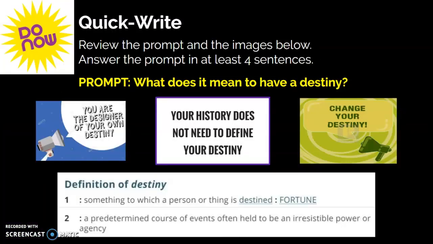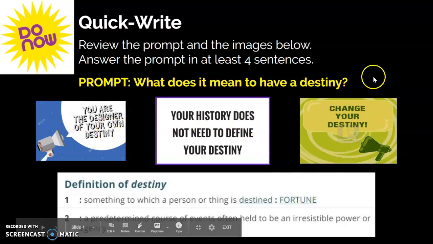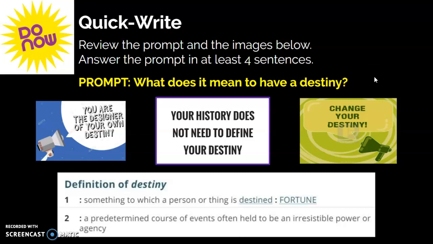Our quick write continues our thoughts on that essential question, but today we're going to consider it in a little different manner. What I want you to do is read this prompt and then take a look at these images I have on the slide and then write at least 4 sentences in response. Our prompt is, what does it mean to have a destiny? Because if we want to consider, does destiny have a power, we have to really understand, what does that mean to even have a destiny? So pause the video and take time to do your quick write. When you press play, I'll meet you at the next slide.